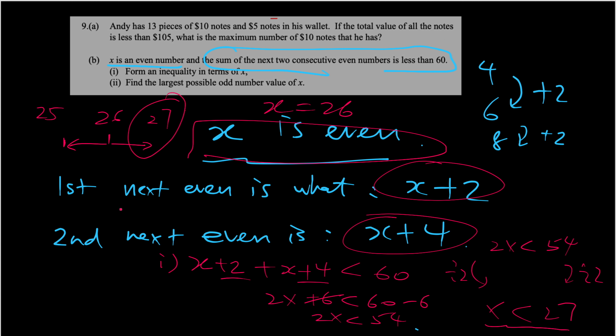But this question is a bit funny. I will say maybe the question should be largest possible even number, because x is even, you know. Okay, so let's change the question to largest possible even number. So the even number will be 26. The odd will be 27 because you can go left or you can go right. So you go right, then you get the largest. Okay? Okay, good. That's how you decide.